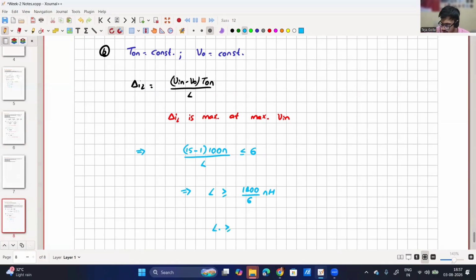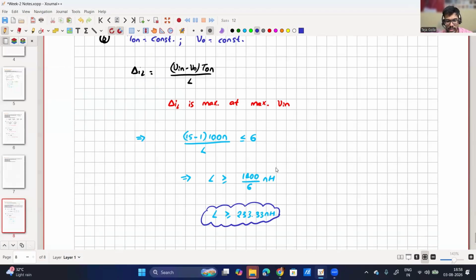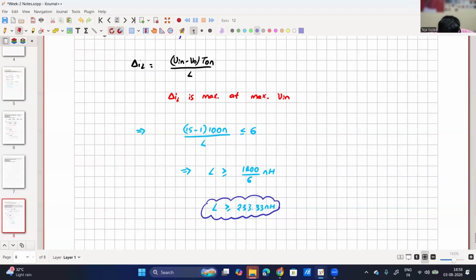So my inductance is greater than or equal to, let me quickly calculate. 1400 by 6, can anyone calculate what is the answer? 233.33. Is that what everyone is getting? Hello? Yes, hello, sir. Yeah, is this what you are getting? 233.33?